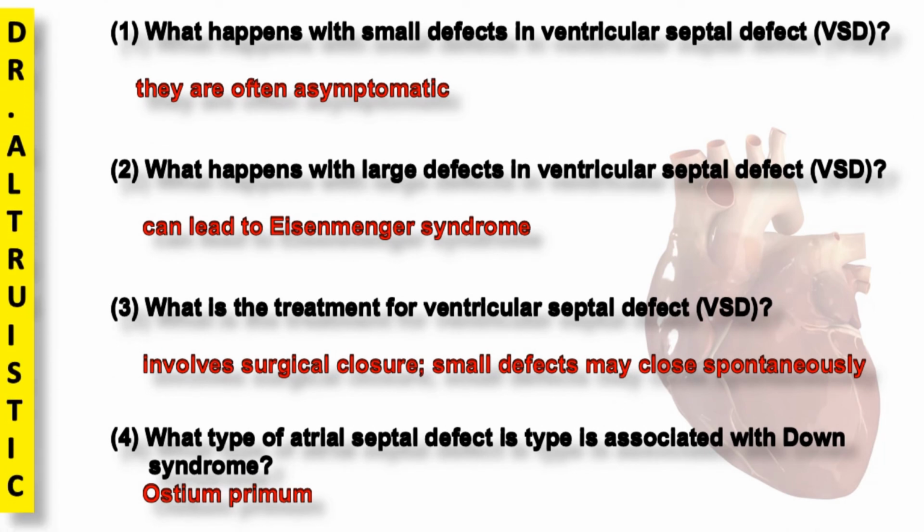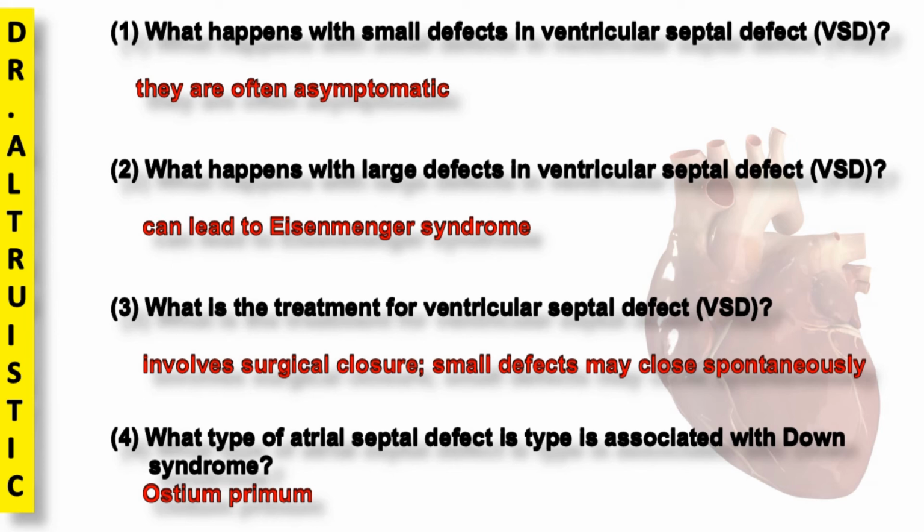1. What happens with small defects in ventricular septal defect (VSD)? They are often asymptomatic. 2. What happens with large defects in ventricular septal defect? Can lead to Eisenmenger syndrome.